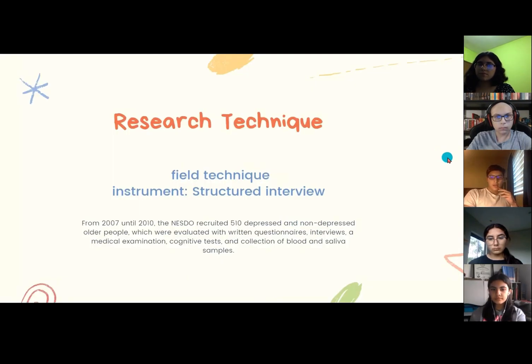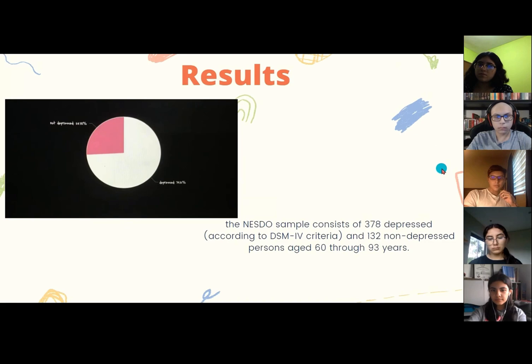And in this, it was a field technique, which was a structured interview because NESDO recruited 510 depressed and non-depressed older people, who were evaluated with written questionnaires, interviews, a medical examination, cognitive tests, and collection of blood and saliva samples. The results consisted of 378 depressed people based on DSM-IV criteria and 132 non-depressed people between the ages of 60 and 93.